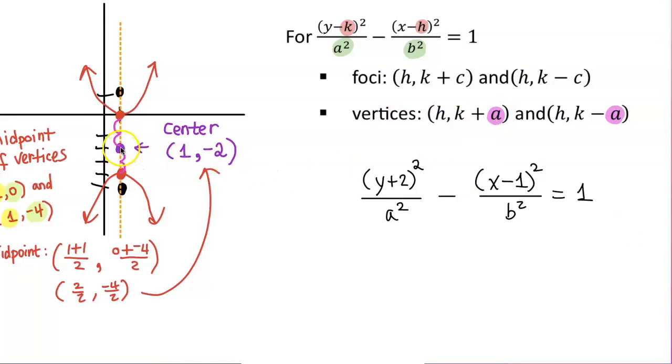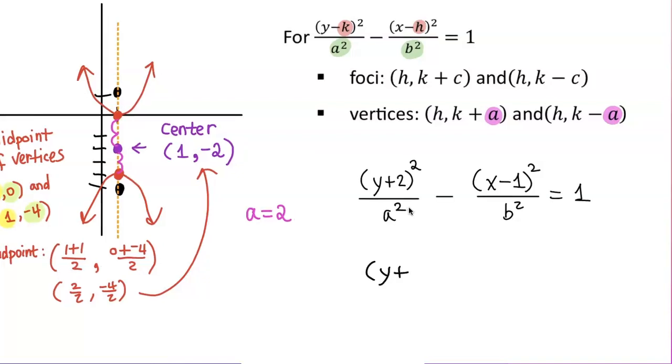In this one, we added 2 to go up, so that's going to be this k plus a. And notice that we went down 2 to get to the second vertex, right? So that's the k minus a part. So this shows us that a must be equal to what number? 2, okay? So a is 2. So instead of writing a squared there, we just read that a is equal to 2. So this first fraction can turn into (y plus 2) squared over 2 squared, which is 4, okay?